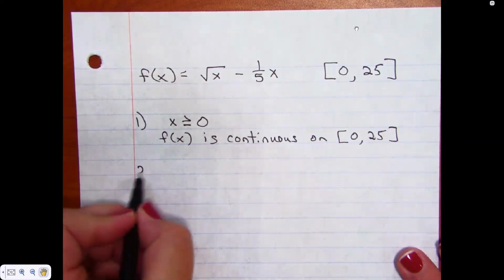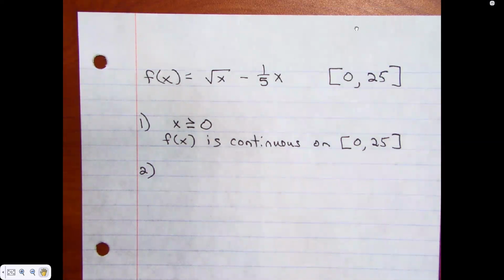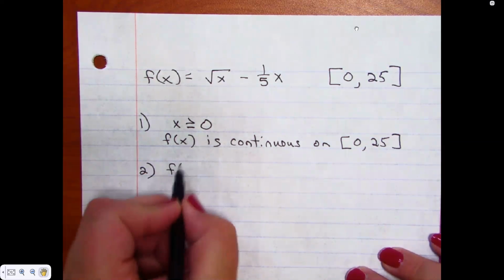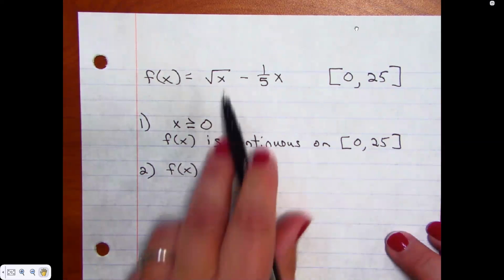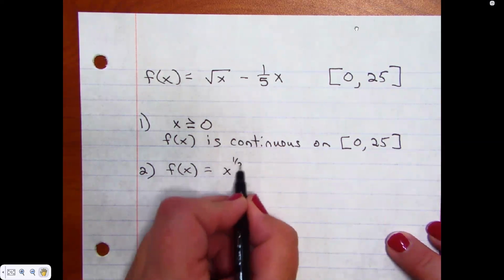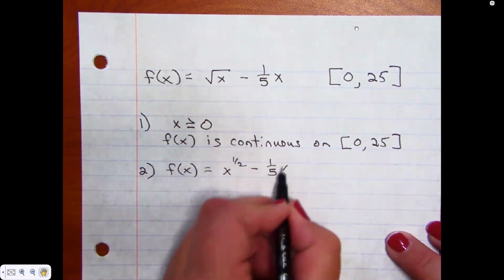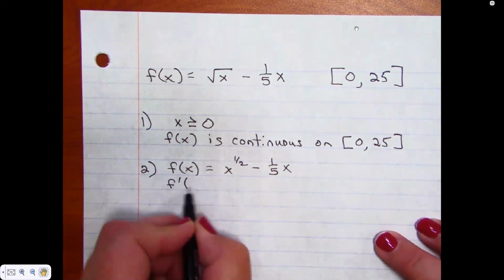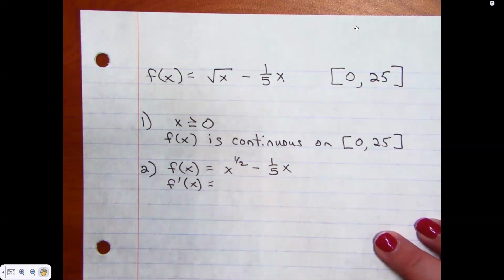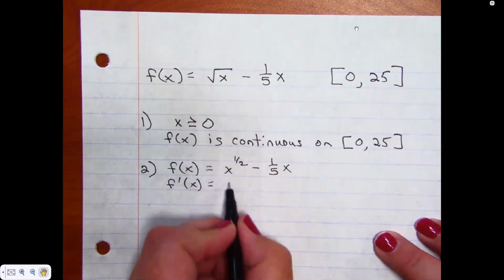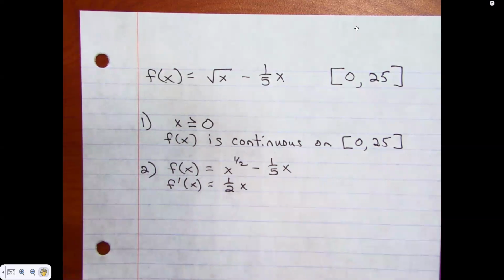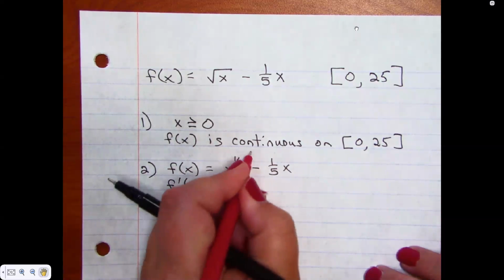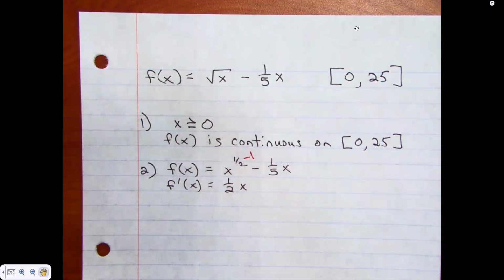All right, so 2 says, now we've got to look at the derivative. Okay, so let's look at the derivative here. First, I'm going to write f of x, because how do I want to rewrite this? I want to rewrite this as x to the 1/2 minus 1/5 x. All right, then let's find the derivative. Take your time with the fractions, roll it down. So 1/2 x to the, remember you subtract 1, so that gives us negative 1/2.